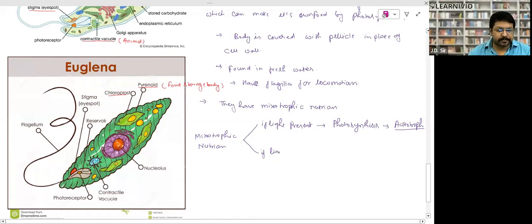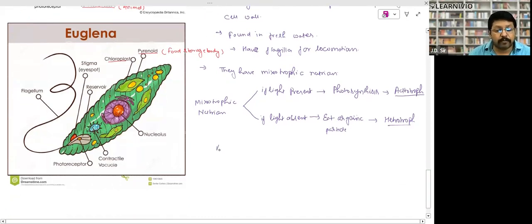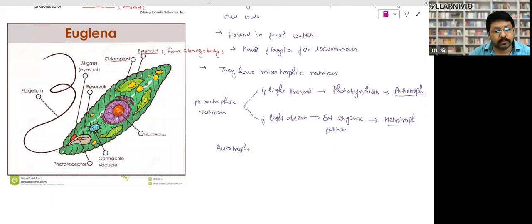If light is absent, what will happen? They will eat some organic particles, because if light is not there, they will not be able to make food. If they eat organic particles, they are called heterotroph. So they have two kinds of nutrition: autotroph plus heterotroph. If both kinds of nutrition are present in an organism, we call it mixotroph. They have mixed nutrition. Is that clear or not?